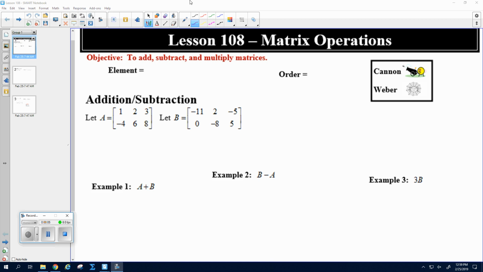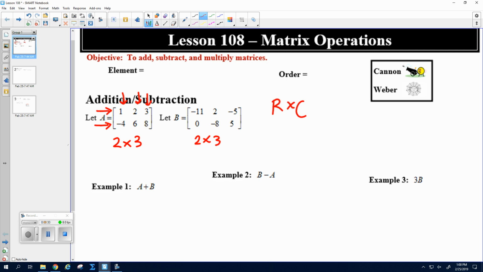Matrices. The first thing is that you have to be able to know how many rows and how many columns a matrix has, and we always label them as rows by columns. So this one has 2 rows and 3 columns. So matrix A is a 2 by 3 matrix, okay? And matrix B is also a 2 by 3 matrix.